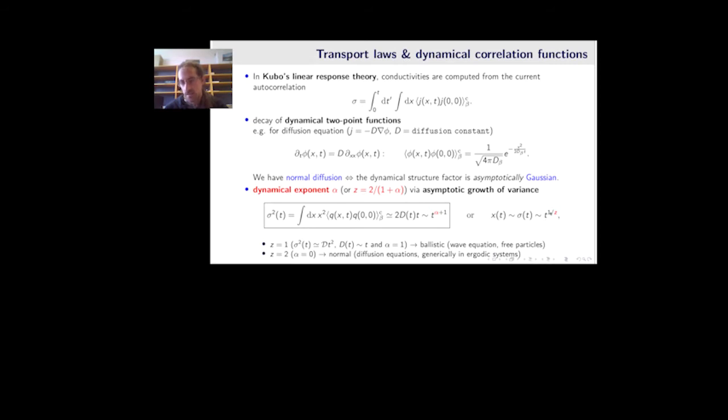And alternatively, what is also very conventional is that one defines this characteristic length scale as a time-dependent length scale that grows as t to the 1 over z, and then one defines this z as a dynamical exponent.